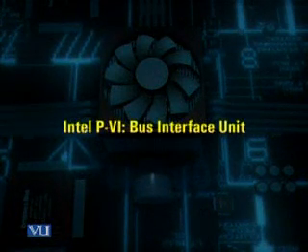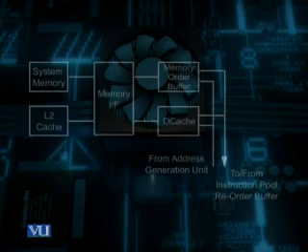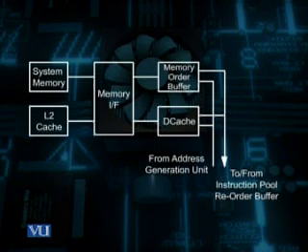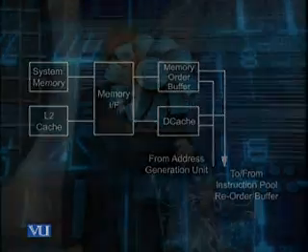Now, towards the last discussion on the Intel Pentium 6 processor's bus interface unit, let us see what is inside the bus interface unit and how it works. The loads are encoded into a single micro operation. The stores therefore require 2 micro operations, one to generate the address and one to generate the data. These micro operations must later recombine for the store to complete.